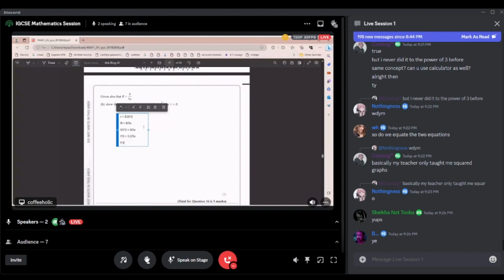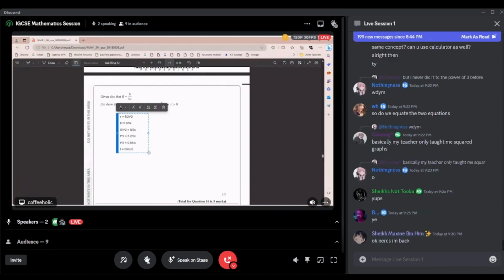So T squared equals 0.64 divided... Well, you could also, by the way, divide it by 5 just to make your life easier. So you do 3.2 divided by 5 and 5x divided by 5. So you get 0.64 upon x, right? And then you get T equals root 0.64 upon x. Basically in the end you should get T equals 0.8 over root x, which shows that T is inversely proportional to root x, since x is at the bottom, it's being divided.